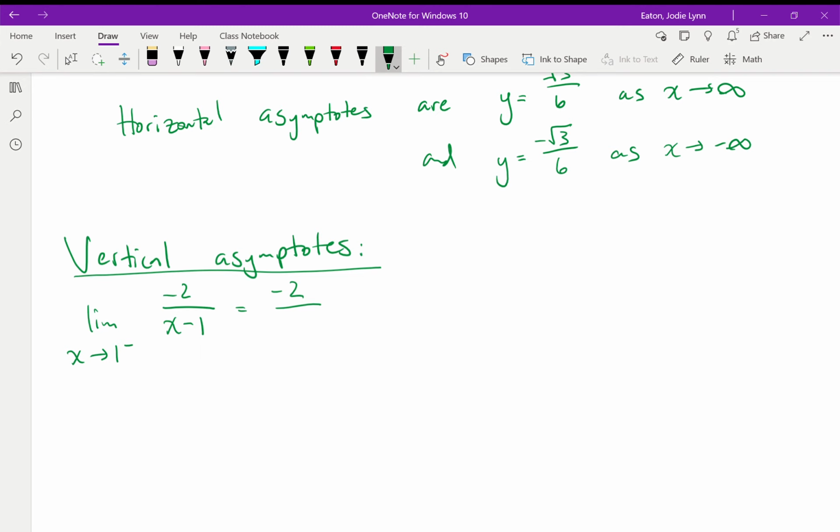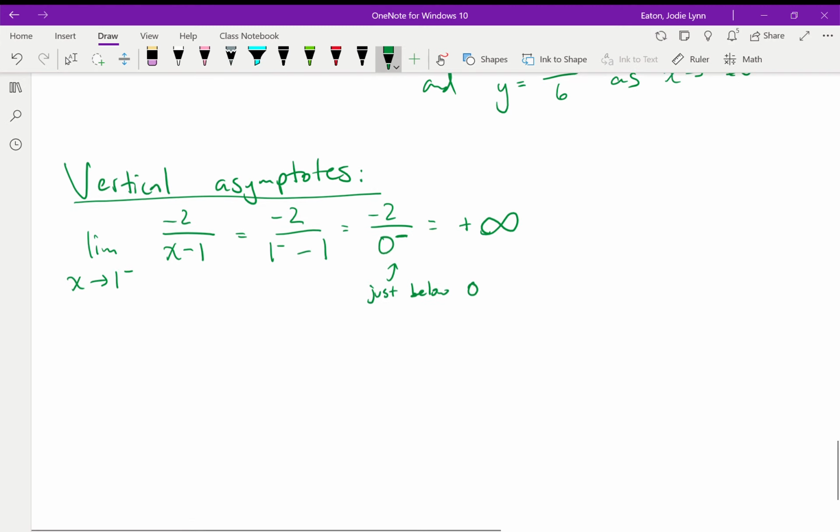So here, we look at something that's just a little bit less than 1, minus 1. As we get closer and closer to 1, we're going to be getting closer and closer to 0, but we're going to be doing it from below. So the way we would write that is as a 0 minus, which means just below 0. As it's getting close to 0, it could be doing it from above or from below, but if it's doing it from below, that means it's going to be negative, and if it's doing it from above, that means it's going to be a very, very small positive number. So here we have a negative divided by a negative, which is going to give us a positive infinity. So that means as we approach 1, we're going to have a vertical asymptote at 1. As we approach 1 from below, we're going to see positive infinity. We'll look at the graph in a minute.